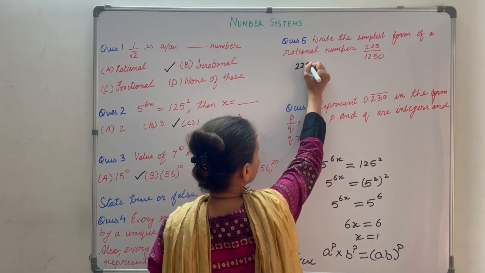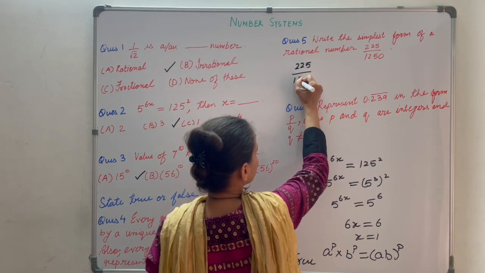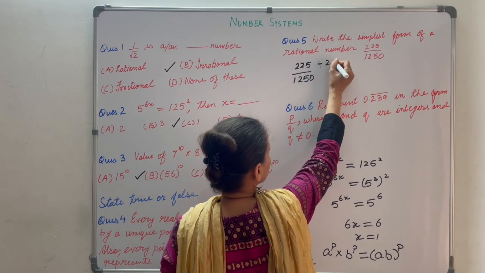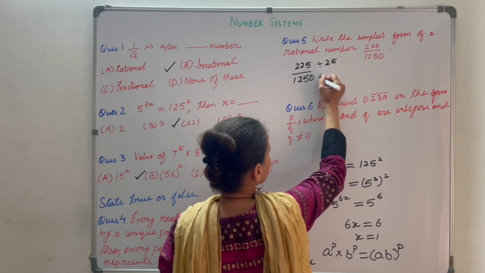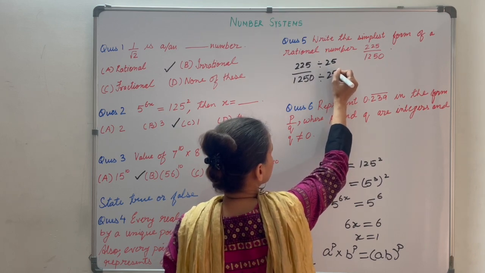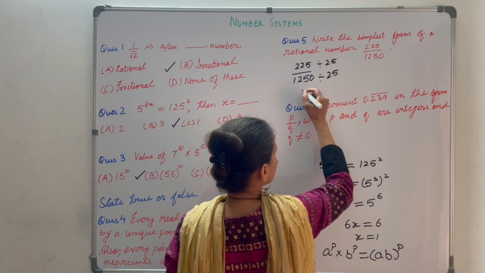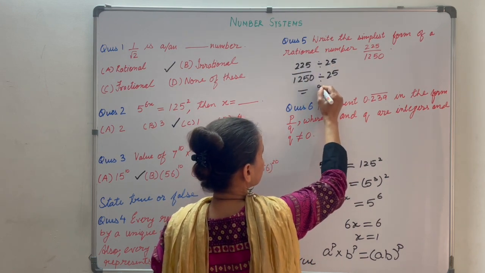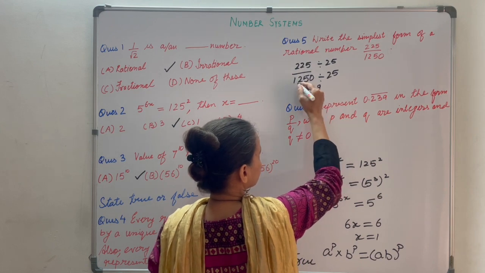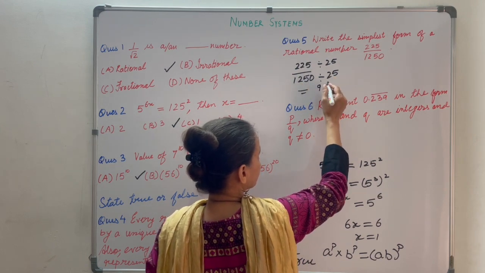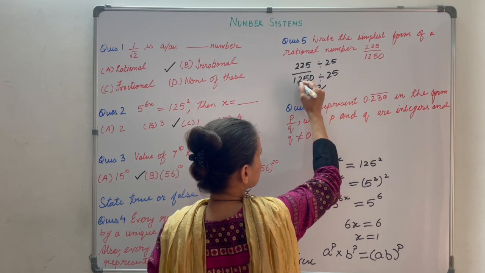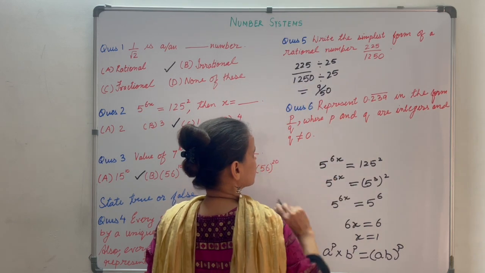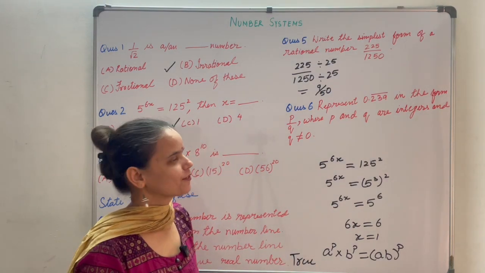So 225 divided by 1250. So here in numerator I am going to divide by 25. So I have to divide denominator also by 25. So what you will get? When you divide 225 by 25, you will get 9. And when you divide 1250 by 25, you will get 50, since 25 fives are 125 and this one 0 is there. So this is 9 upon 50.